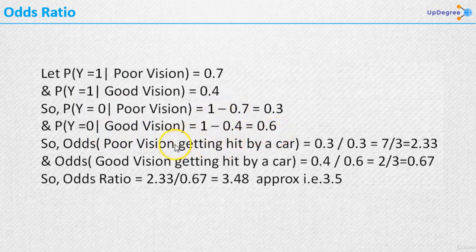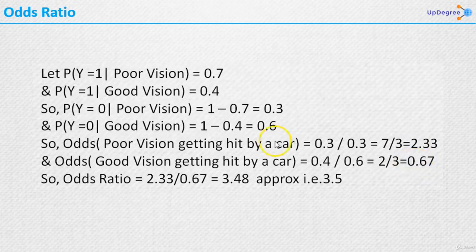So odds for a poor vision person will be what? Probability y equals 1 by probability y equals 0. So odds for a poor vision person is 0.7 by 0.3, that is 7 by 3, which is approximately equal to 2.33. And odds for a good vision person will be again 0.4 by 0.6, that is probability y equals 1 by probability y equals 0, which is 0.4 by 0.6, which is equal to 2 by 3, which is equal to 0.67.